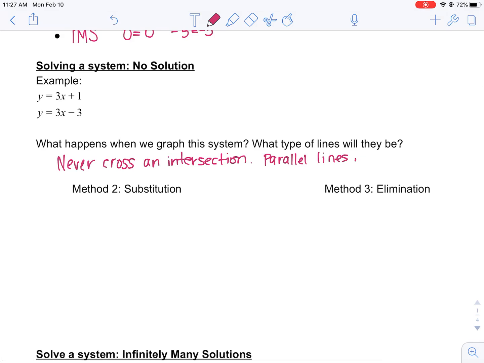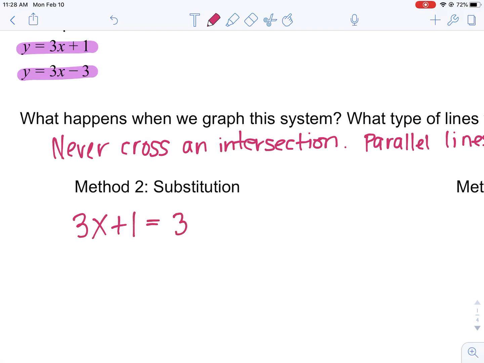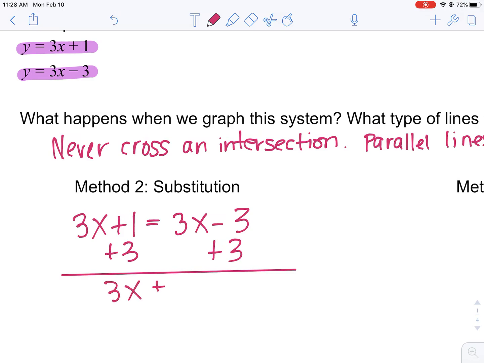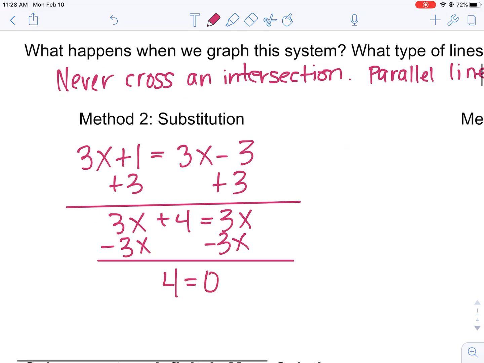Method number 2, substitution. We're going to take these two equations, and when we substitute from the top here, we're going to set them equal to each other. So 3x plus 1 is equal to 3x minus 3. I'm going to add 3 to both sides, and I get 3x plus 4 equals 3x. Then when I subtract 3x from both sides, I get 4 equals 0. So that's no solution because the statement is not true.